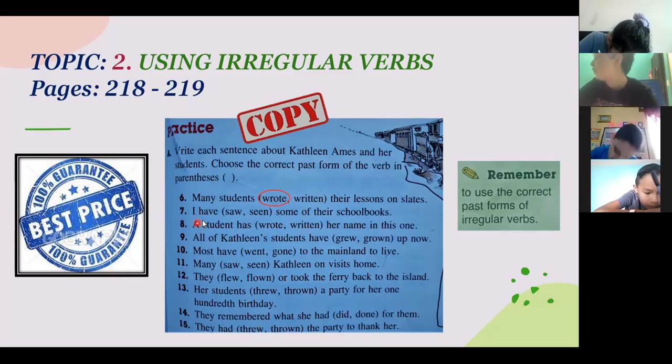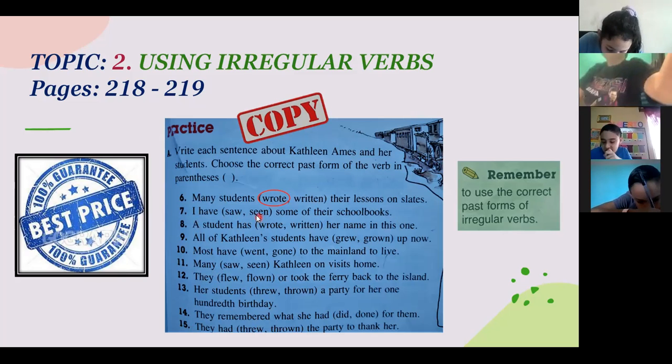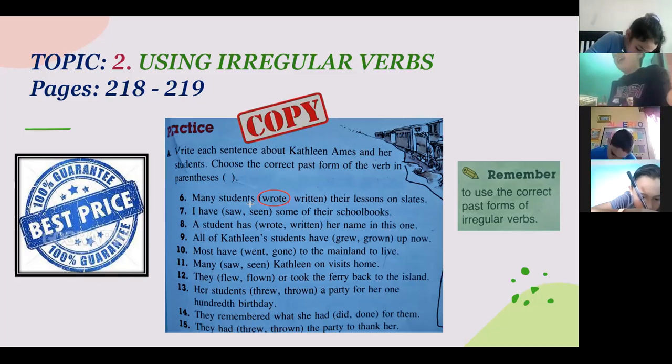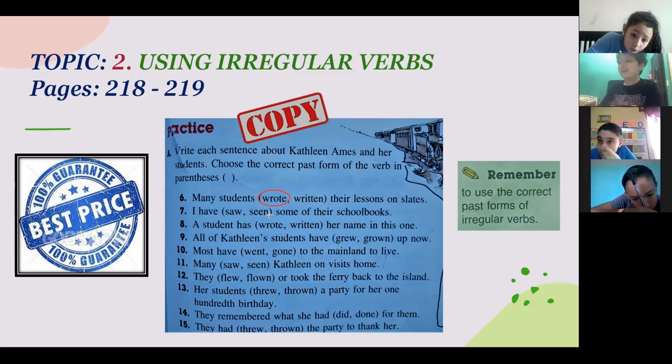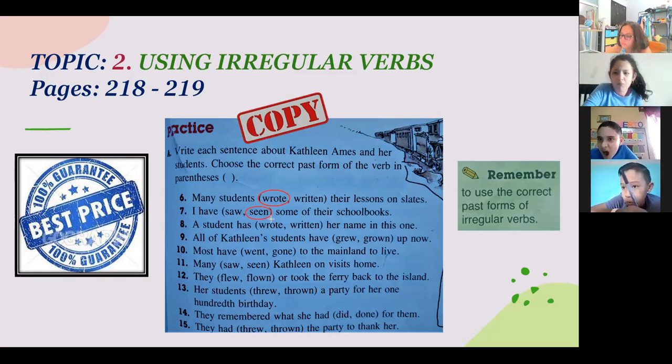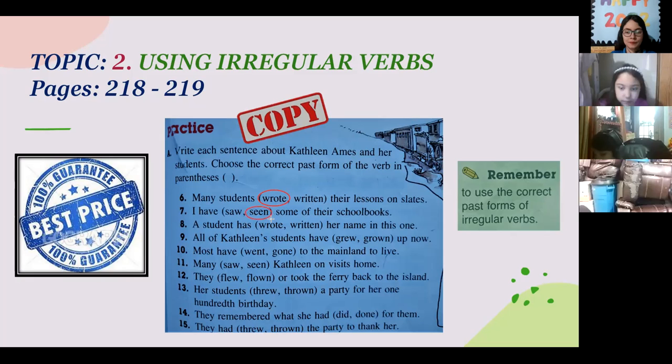Number 7: I have saw or seen some of their school books. Saw or seen? Seen, that's right. Why seen? Santiago Chavez, why do you say seen? It's correct. Your answer is excellent, but why? How do you know that it's seen and not saw?